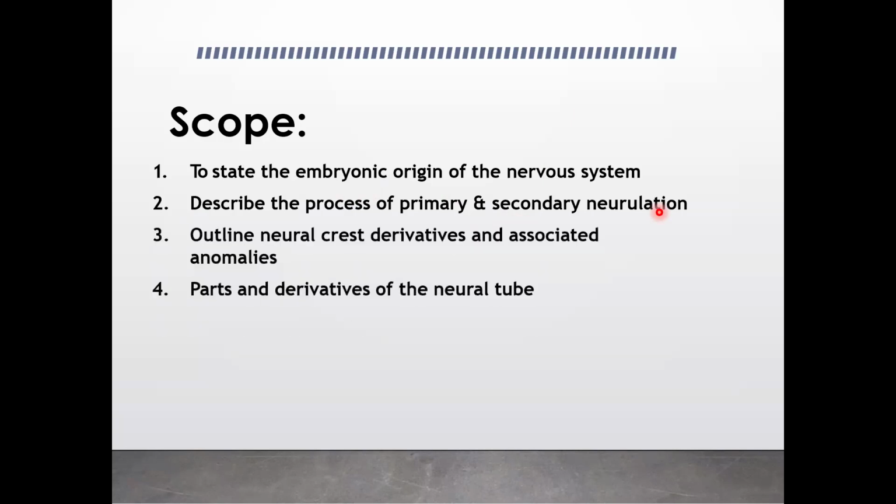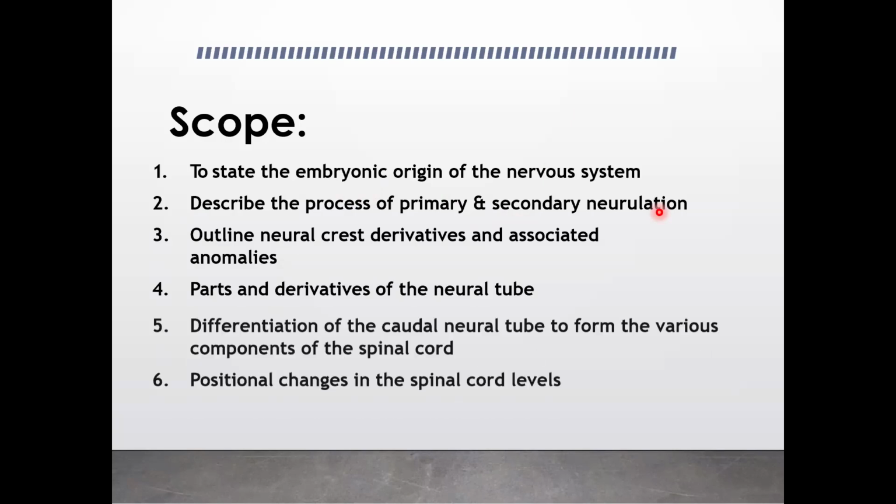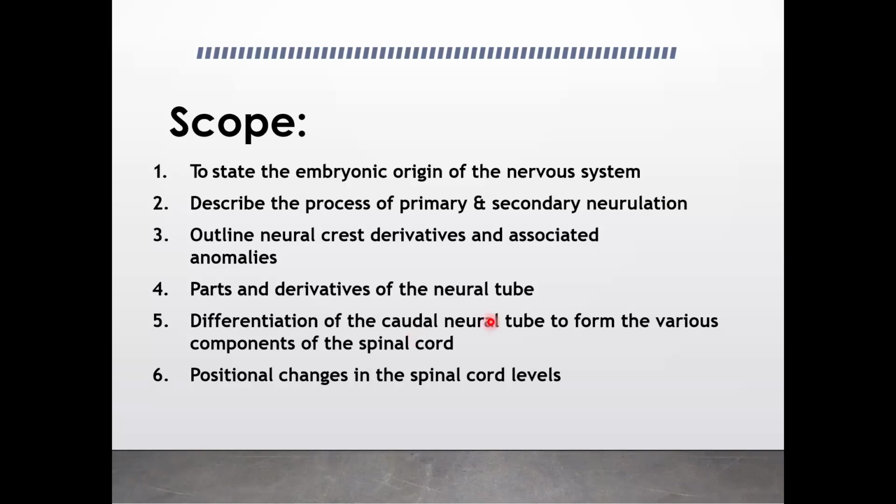And then we also need to describe the neural crest derivatives and the associated anomalies and what is the embryological basis of these anomalies. Then we describe the various parts and derivatives of a neurotube. And then we'll also talk about the differentiation of the caudal neurotube to form the various components of the spinal cord. At this point, objective number 5, we'll be talking about the development of the spinal cord. Then we also check on the positional changes in the spinal cord levels. Yes. So we'll go ahead and discuss the congenital malformations of the spinal cord.